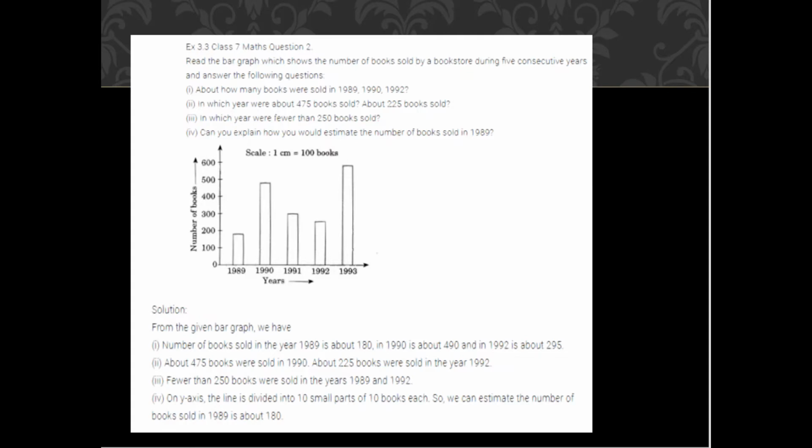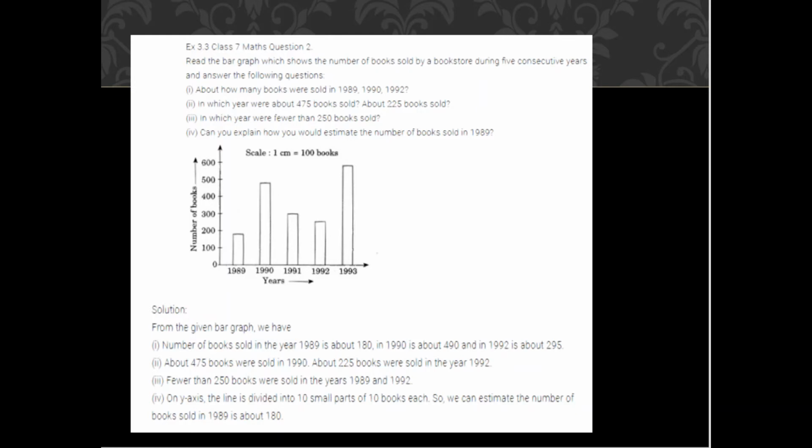Read the bar graph which shows the number of books sold by the bookstore during 5 consecutive years. About how many books were sold in 1989, 90 and 92? From the graph we need to find books sold in the year 1989, that is 180. In 1990 it is about 490, and in 1992 it is about 295.